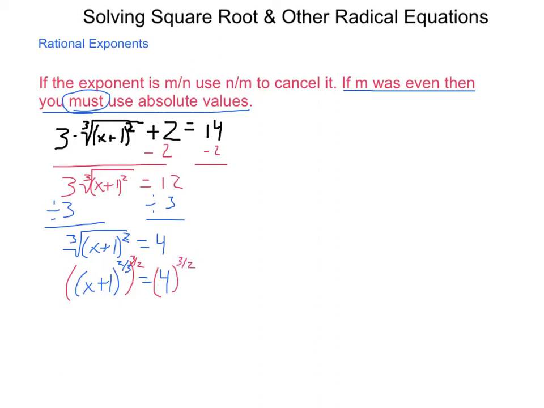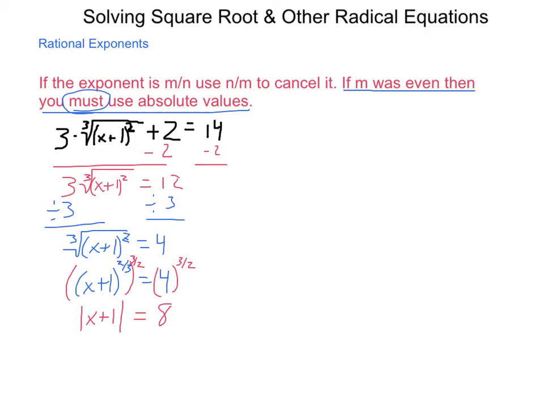Now, my rule up here applies. m was even. I had a 2 in my numerator. So I will get the absolute value of x plus 1 equals 4 to the 3/2, which means the square root of 4 cubed. Square root of 4 is 2, 2 cubed is 8.